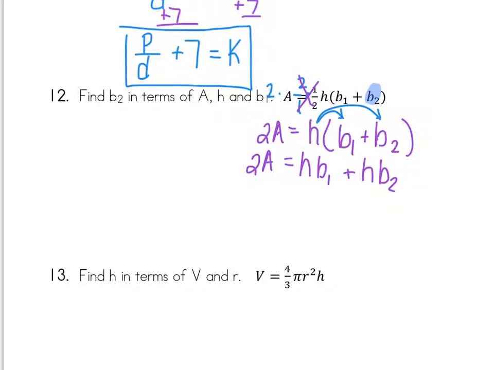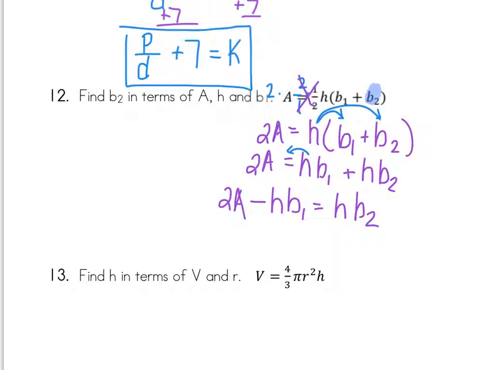So I need to get my b2 alone. Any term that doesn't have a b2 needs to be moved to the other side. I could even use a sorting method in this case and say that 2a doesn't have the b2, so it's going to stay on that side. And instead of a positive h b1, it's going to be a minus h b1 because I'm moving it to the other side of the equation. And that all will equal h b2, and we're almost there.